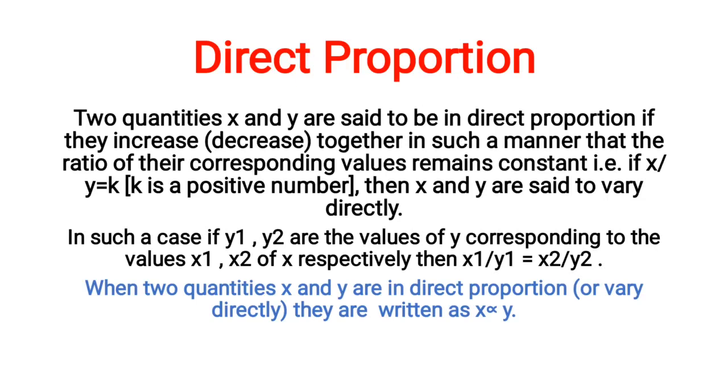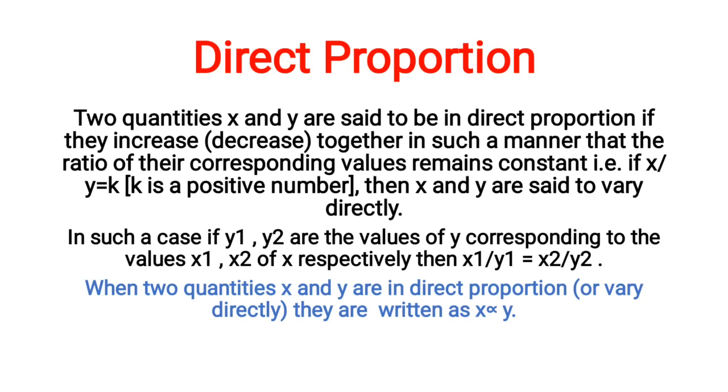Two quantities are said to be in direct proportion if they increase or decrease together in such a manner that the ratio of their corresponding values remains constant. That is, if x upon y is equal to k, where k is a positive number, then x and y are said to vary directly or are said to be in direct proportion.